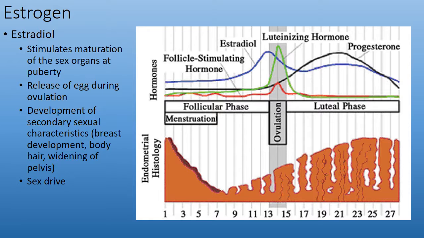Here we see the main hormone that's secreted by the ovaries, as well as some other endocrine glands. Estradiol. Estradiol is the hormone here that will mature the sex organs at puberty. Not only that, it helps to release the egg during ovulation, and again helps in the development of sexual characteristics. Right? Again, in males, we'll talk about the specific hormone responsible for the maturation of males' reproductive organs, as well as sexual characteristics and sex drive. But again, in females, it's estradiol.